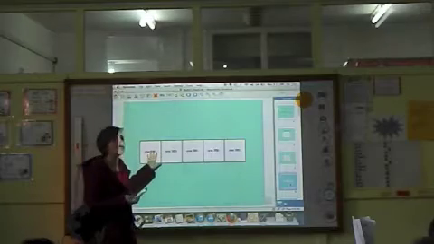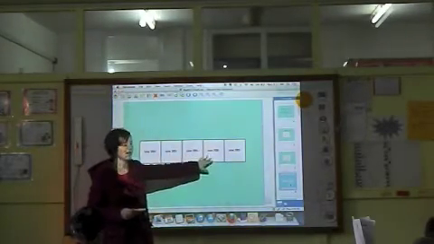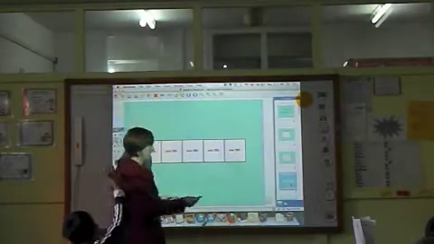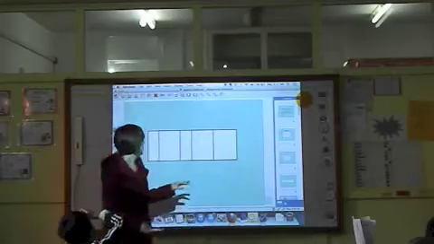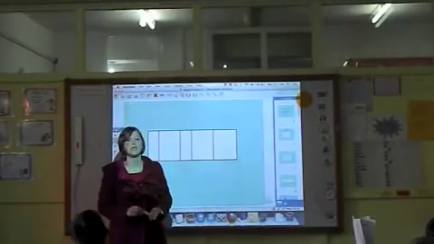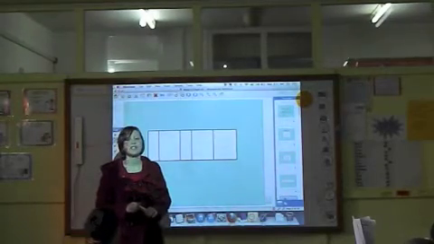Okay, so even though this is not a rectangle divided this way, it's a rectangle divided this way into 5 individual squares, which are each 1/5. Is this rectangle divided into fifths? Raise your hand if you think it is. Raise your hand if you think it isn't.